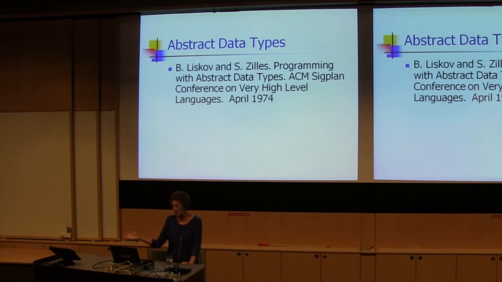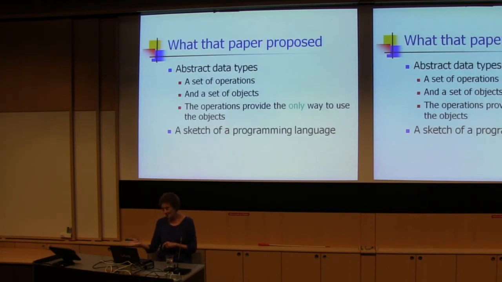Anyway, Steve and I worked and worked and worked all through that summer, and by the end of that summer, we had written this paper in which we laid out our ideas. We had a notion of what data abstraction was all about. And that paper proposed a pretty modern idea. It said a data abstraction is a set of operations and a set of objects.